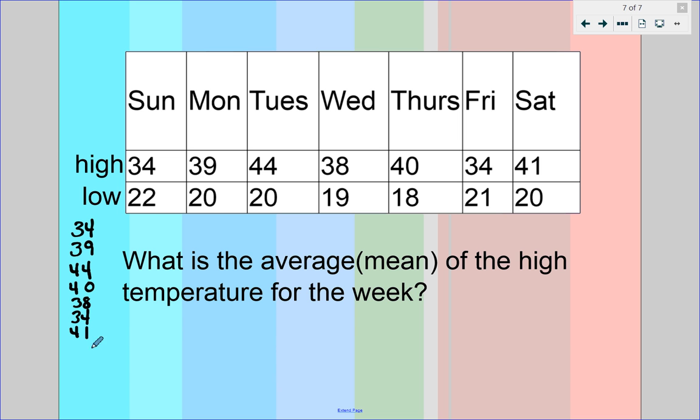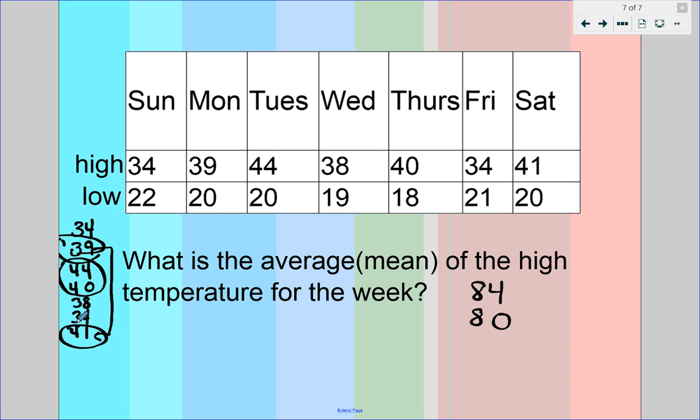Instead of adding up the whole column here, I'm going to add up sets of numbers. So I'm going to take 44 and 40 and make it 84. And then I'm going to take 39 and 41 and add them together. 9 and 1 is 10, carry my 1. 7 and 1 is 8, so I have 80 there. Okay, so that's done and that's done.